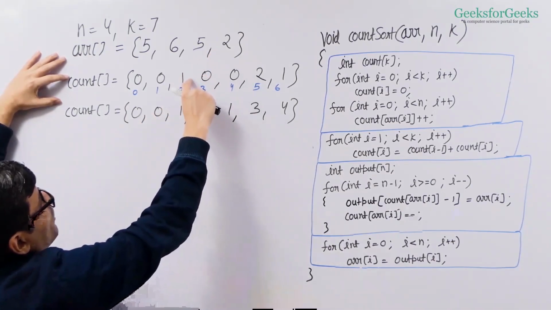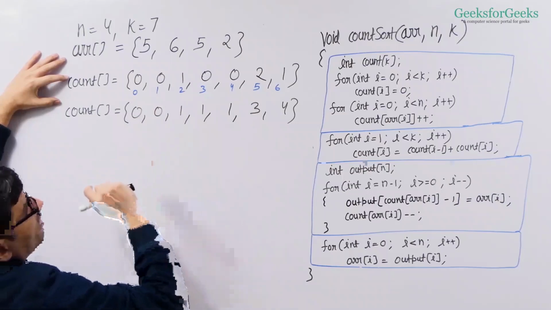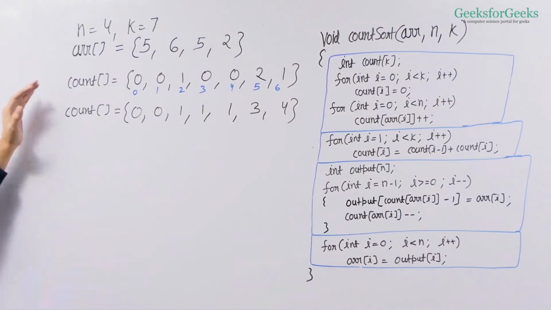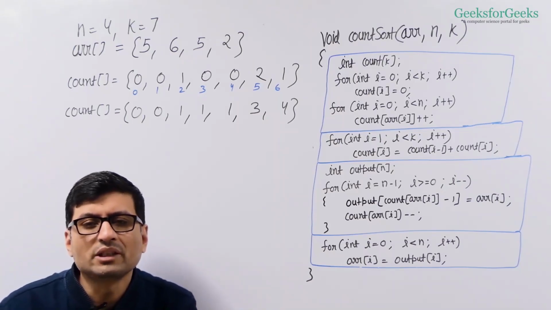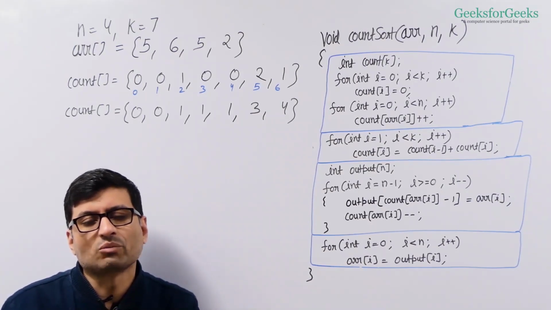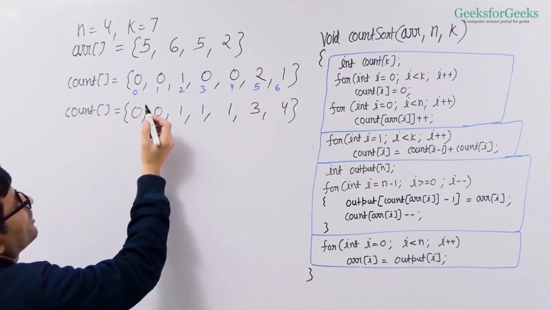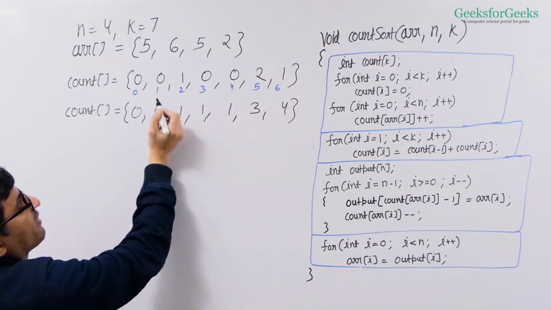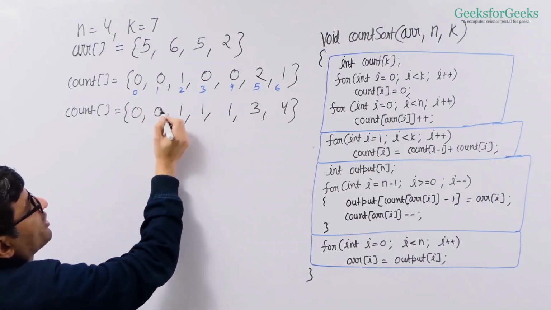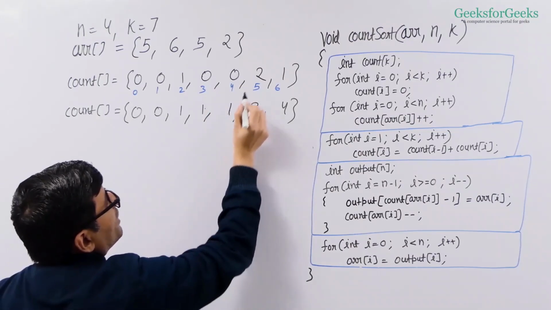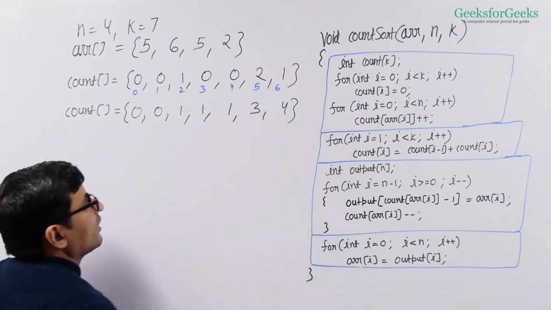So count of 2 is 1, count of 0 and 1 are 0, 0. Count of 5 is 2, 5 appears 2 times, and count of 6 is 1. After building this count array, we build a cumulative count array where count I means number of elements which are smaller than or equal to I. So we simply do a cumulative sum. So we get 0 plus 0 is 0, 0 plus 1 is 1, 1 plus 0 is 1, 1 plus 0 is 1, 1 plus 2 is 3, 3 plus 1 is 4, right?